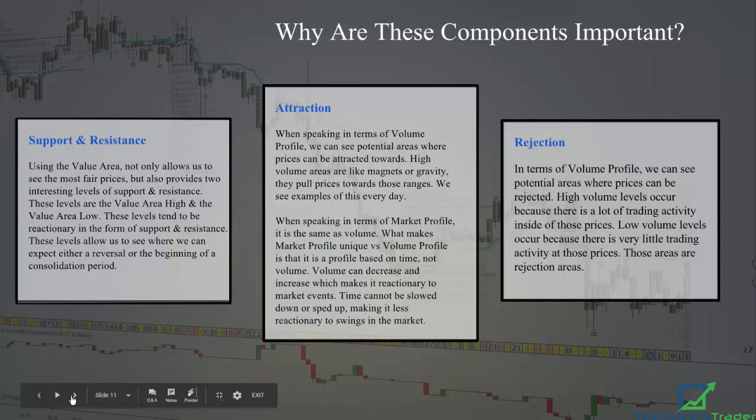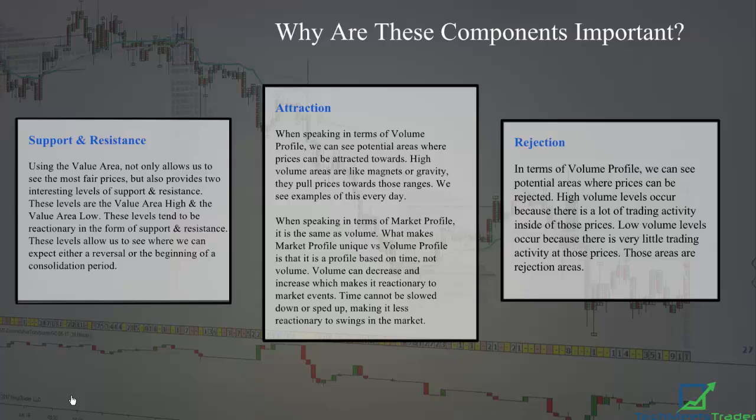So why are all these components so important? Well, number one, support and resistance. Using the value area not only allows us to see the most fair prices, but also provides two interesting levels of support and resistance. These levels are the value area high and the value area low. These levels tend to be reactionary in the form of support and resistance. These levels allow us to see where we can expect either a reversal or the beginning of a consolidation period.